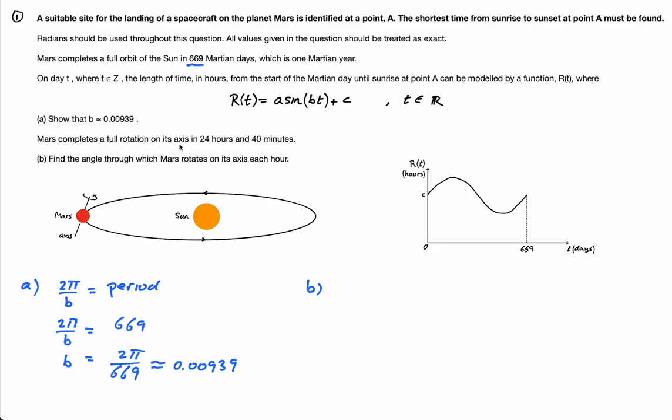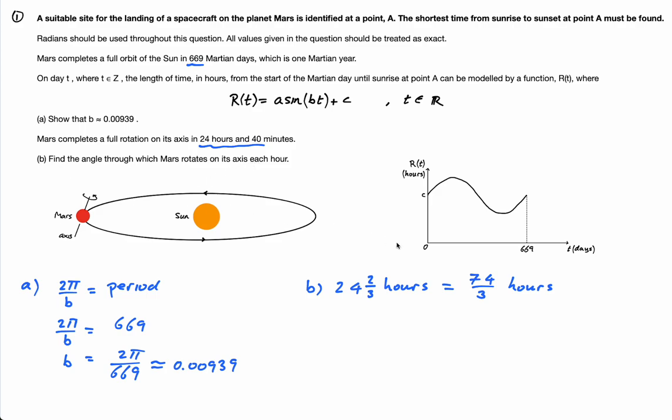So Mars completes a full rotation on its axis in 24 hours and 40 minutes. That, by the way, is 24 and 2/3 hours, if you like. Which I would actually prefer to write as 3 times 24 is 72 plus 2 is 74. So that's actually 74 over 3 hours. Okay, find the angle through which Mars rotates on its axis each hour.